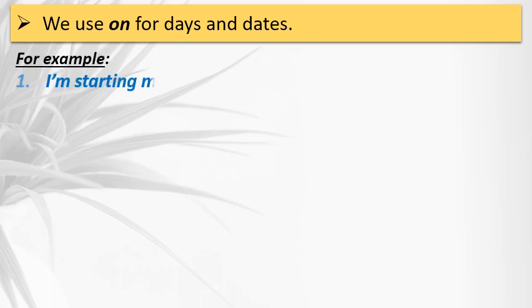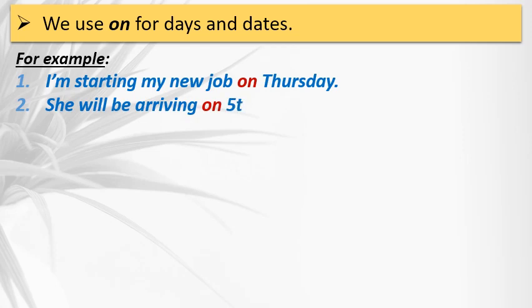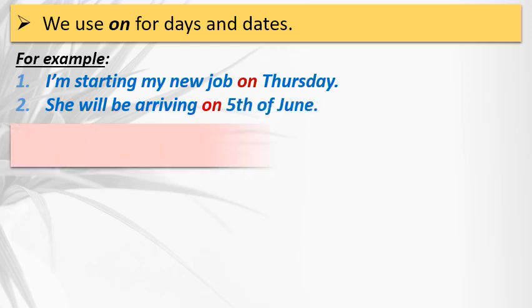We use on for days and dates, means we use the preposition on when we are talking about a specific day or date. To clarify it, let us see some examples. Number 1, I am starting my new job on Thursday. Number 2, she will be arriving on 5th of June.